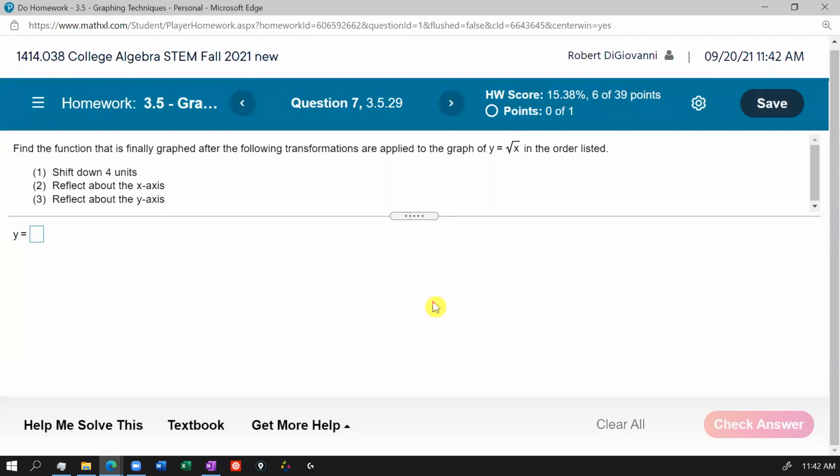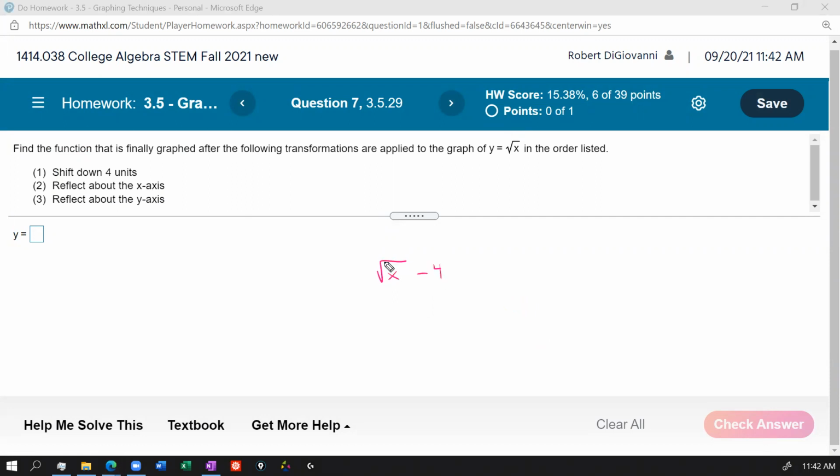Finally, something. Find the function that is finally graphed after the following transformations are applied. Okay, so the first thing we're going to do is shift it down 4 units. So we take the square root of x, we're going to subtract 4, that'll move it down.